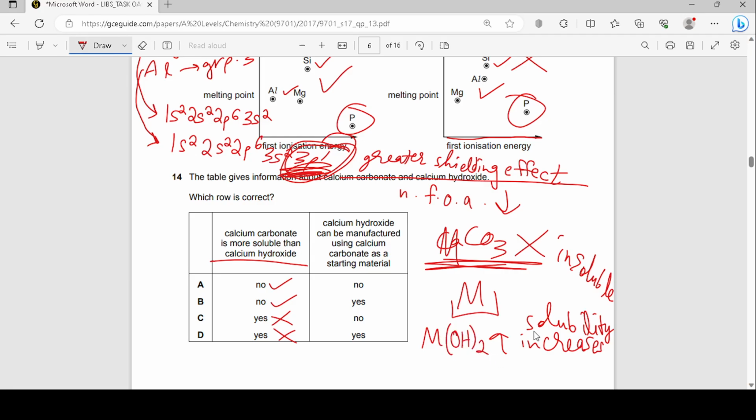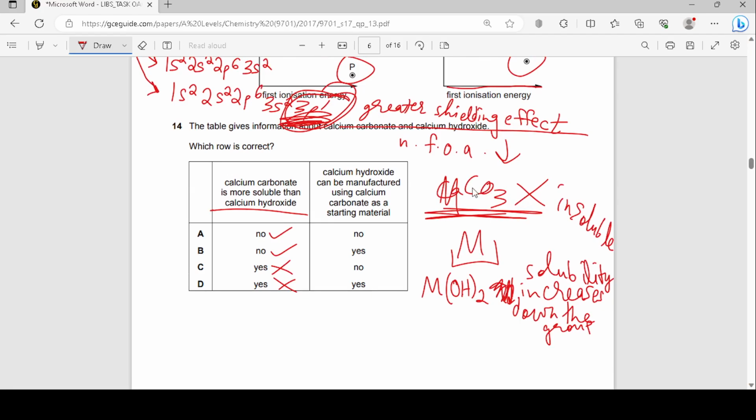Group 2 hydroxides, their solubility increases down the group. Maybe I should make a downwards arrow, but whatever. So for group 2 hydroxides, their solubility increases down the group, whereas group 2 carbonates are insoluble in water. So that means our correct answer must be A or B.